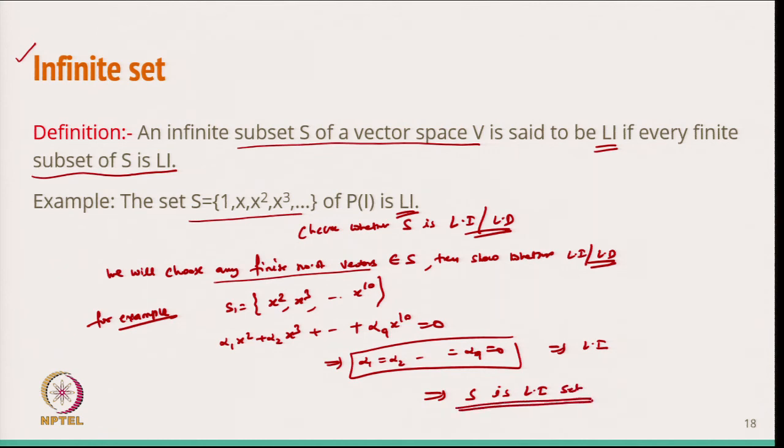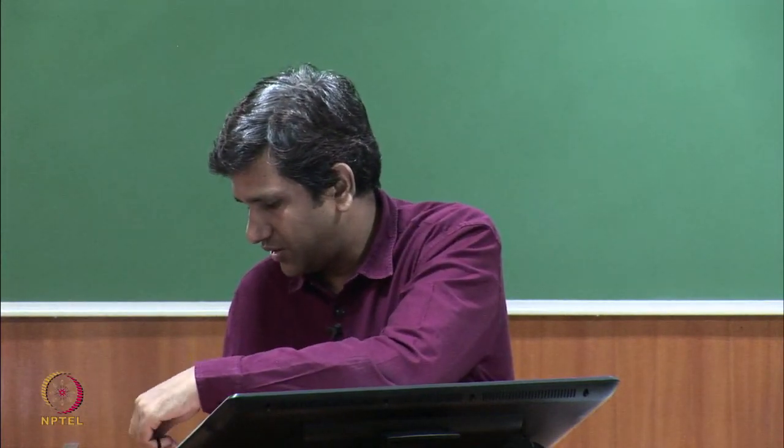Okay. So, this way we can do when we have a set containing infinite number of vectors. Now, after this one, I will take one more example. It is a different type of example to check whether the set of vectors is linearly independent or dependent.